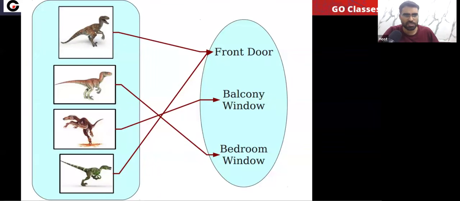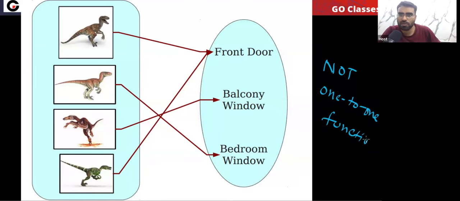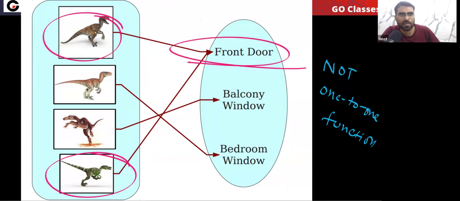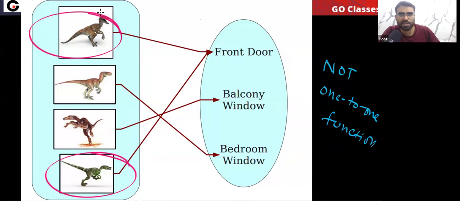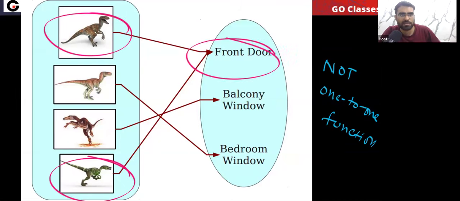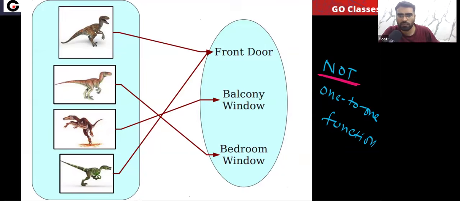What about this function? Is this function injective? This function is not injective. This function is not a one-to-one function, because you can easily see that different elements, for example this element, have the same image. Yes or no? You can see these two are different elements, but they have the same image. So this is not a one-to-one function.